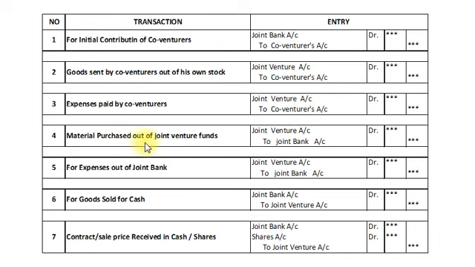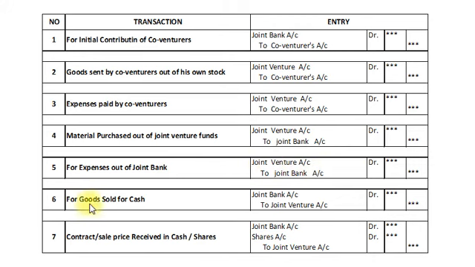Then material purchased out of joint venture funds. Here the material is not given by any individual co-venturer. It is purchased out of joint venture's fund. So our accounting entry will be joint venture account debit to joint bank account. Same way, expenses paid out of joint bank for joint venture. So our entry will be joint venture account debit to joint bank account.